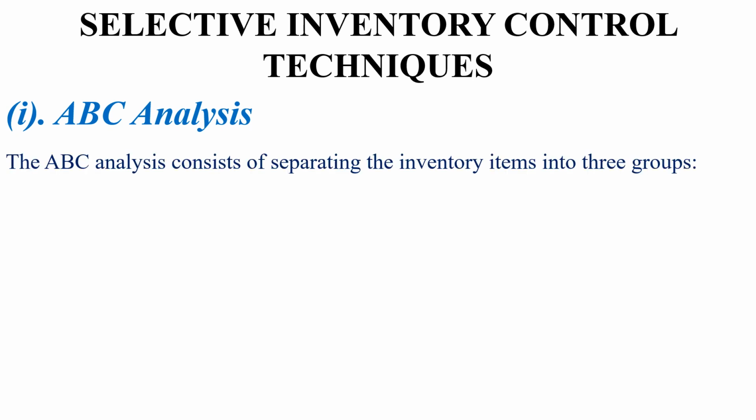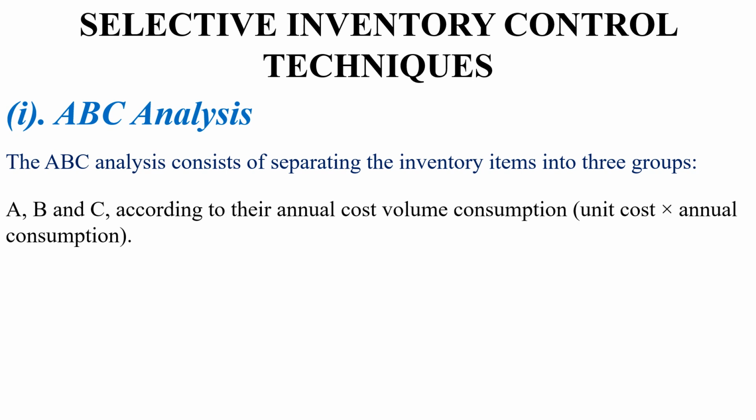Hello everyone. In this lecture, I will discuss ABC analysis, that is, always better control analysis. ABC analysis is the basic tool for a selective approach to fix inventory levels and order quantities of a large number of variety items. This model involves the classification of items into three categories, A, B and C, in the descending order of annual cost volume consumption.